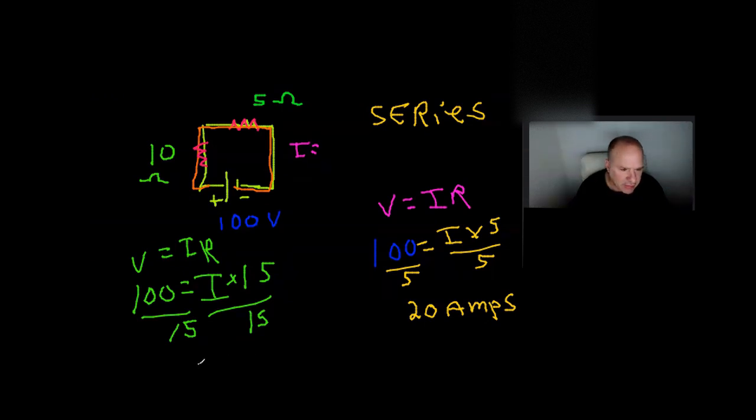Now if we do that, we get the current I is equal to 6.666 repeating. Let's take it to 6.7. So 6.7 amps would be current flow through this. Okay, we call it series because there's only one way for the current path to go. There's only one path. Okay, let's look at parallel now.